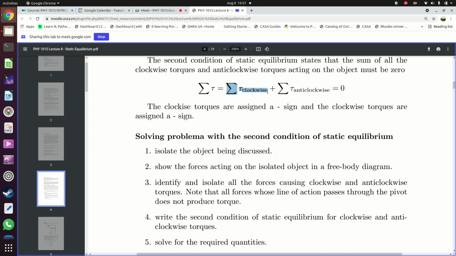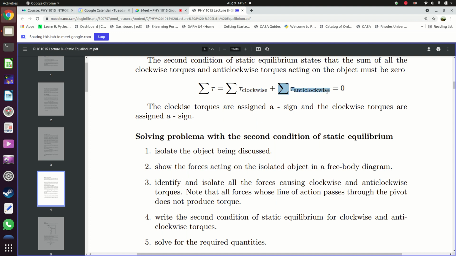You add up all your clockwise torques. This force will produce a clockwise torque, this one plus this one plus this one plus this one plus this one. You add them up. Remember, by this time you have already decided to say, I'll take clockwise to be positive, or I'll take anti-clockwise to be negative. You've already decided that. Then you identify which torques are anti-clockwise, so you add them up. So you come up with a sum of all the clockwise torques, and the sum of all the anti-clockwise torques.